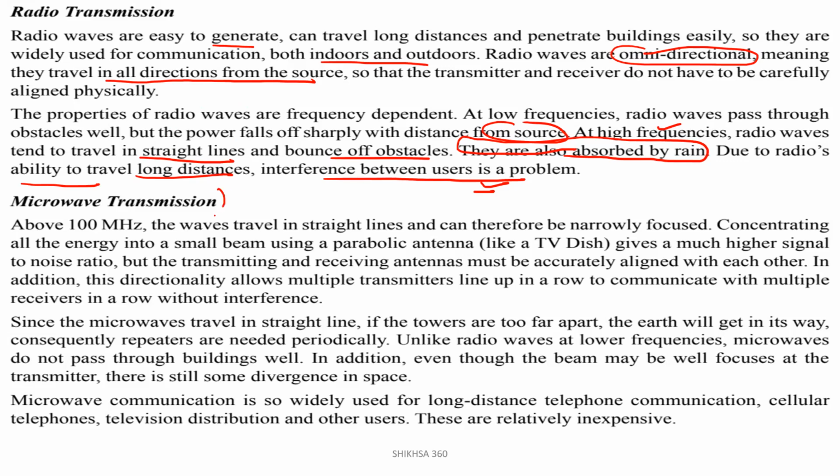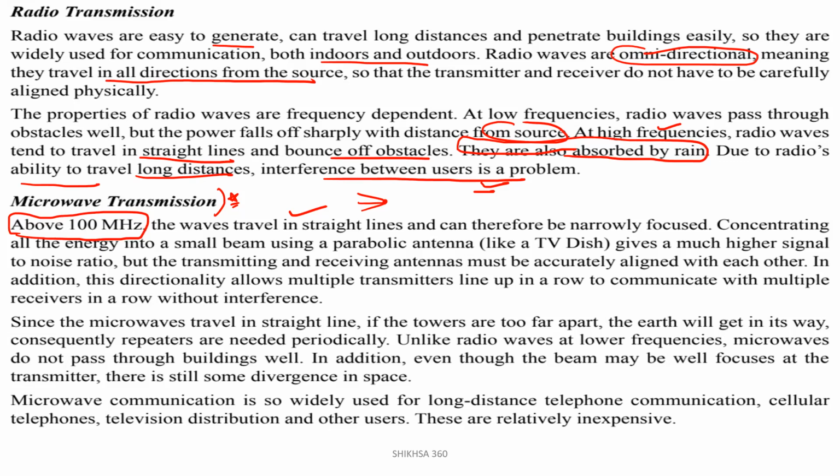Next one is microwave transmission. Above 100 megahertz, the waves travel in a straight line and can therefore be narrowly focused, concentrating all the energy into a small beam using a parabolic antenna like a TV dish, which gives a much higher signal to noise ratio. But the transmitting and receiving antennas must be accurately aligned with each other.